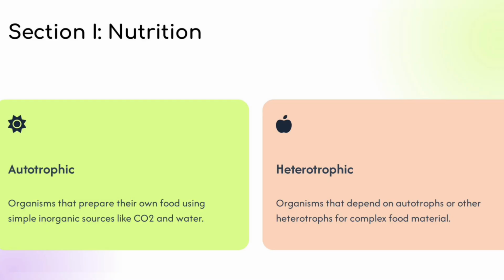Now, heterotrophic nutrition, these organisms cannot make their own food. They depend on autotrophs or other heterotrophs for ready made food. All animals, humans, and fungi come in this category, okay, in heterotrophic nutrition. So, autotrophs are self dependent, while heterotrophs are dependent on others.